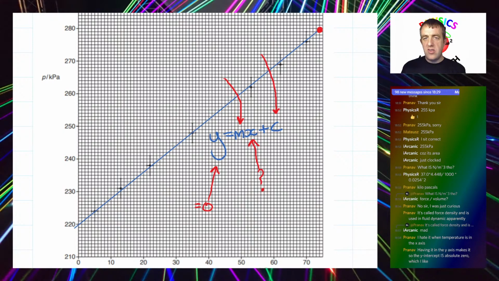Don't use, this is a pro tip, don't use the points that have been used for plotting, because then it just looks like you're using the plotting points. Use some other point. If you're calculating the y-intercept, when you've got the gradient, you're plugging in a particular value of x and y, use as large a value of x and y as possible to reduce uncertainty.